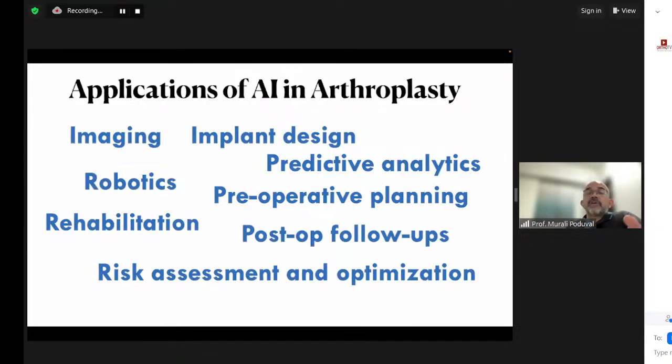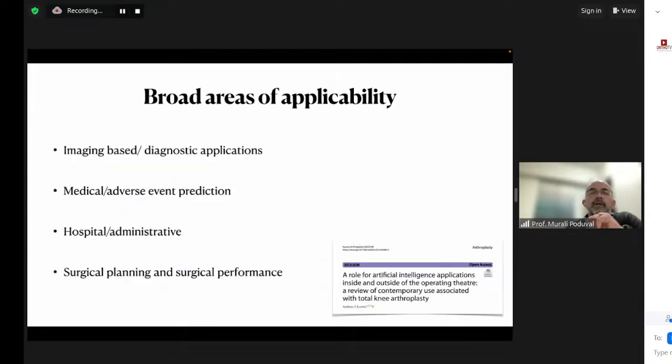And I come back to this slide, which I really like because it sort of sums up everything. It sums up everything that you can do with AI and ML, which means imaging-based or diagnostic applications, medical or adverse event prediction, hospital or administrative support, and finally surgical planning and surgical performance.